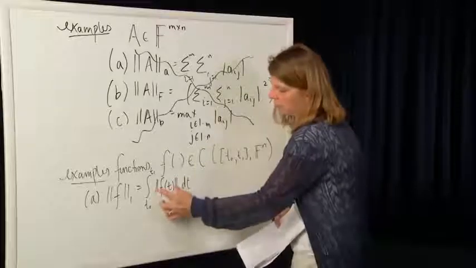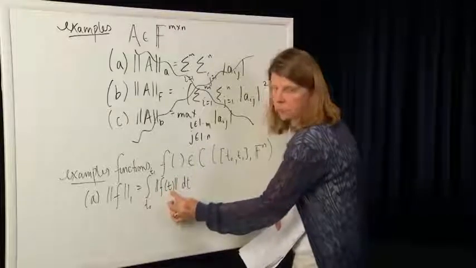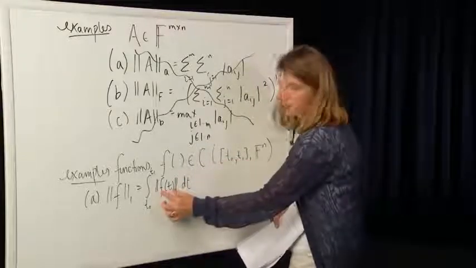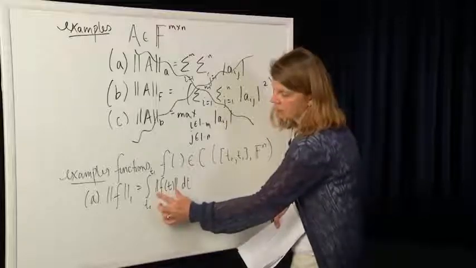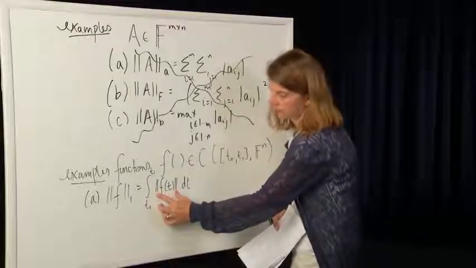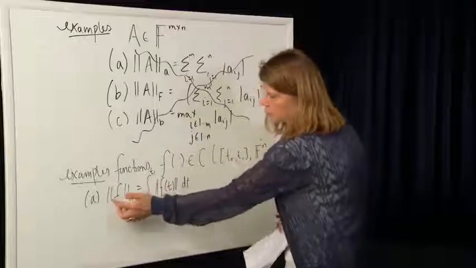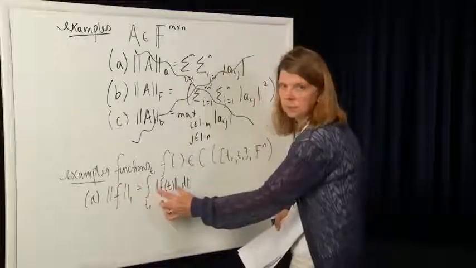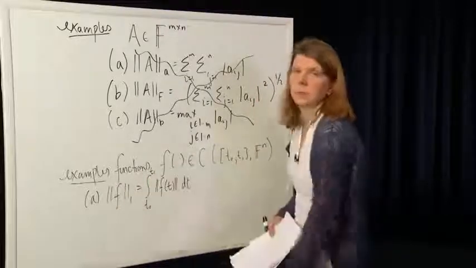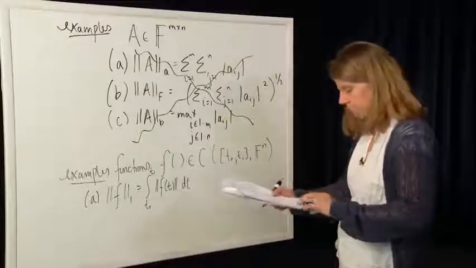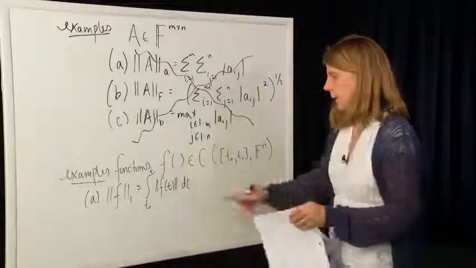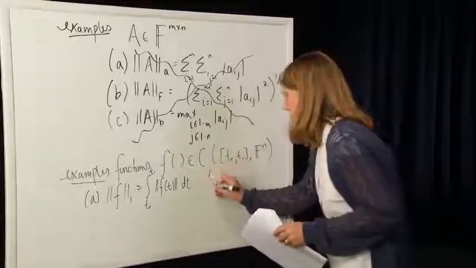But the important thing here is that for a particular time in t0 to t1, f(t) is a vector, and so that is a vector norm. And so now in order to construct the function norm, we take that vector norm and we integrate over the time interval. That's called the L1 norm for functions, so the L1 norm.